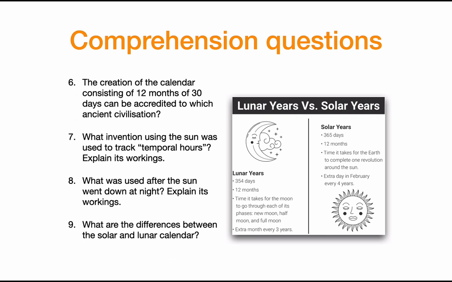Comprehension questions. The creation of the calendar, consisting of 12 months of 30 days, can be accredited to which ancient civilization? What invention using the sun was used to track temporal hours? Explain its workings. What was used after the sun went down at night? Explain its workings. What are the differences between the solar and lunar calendar?